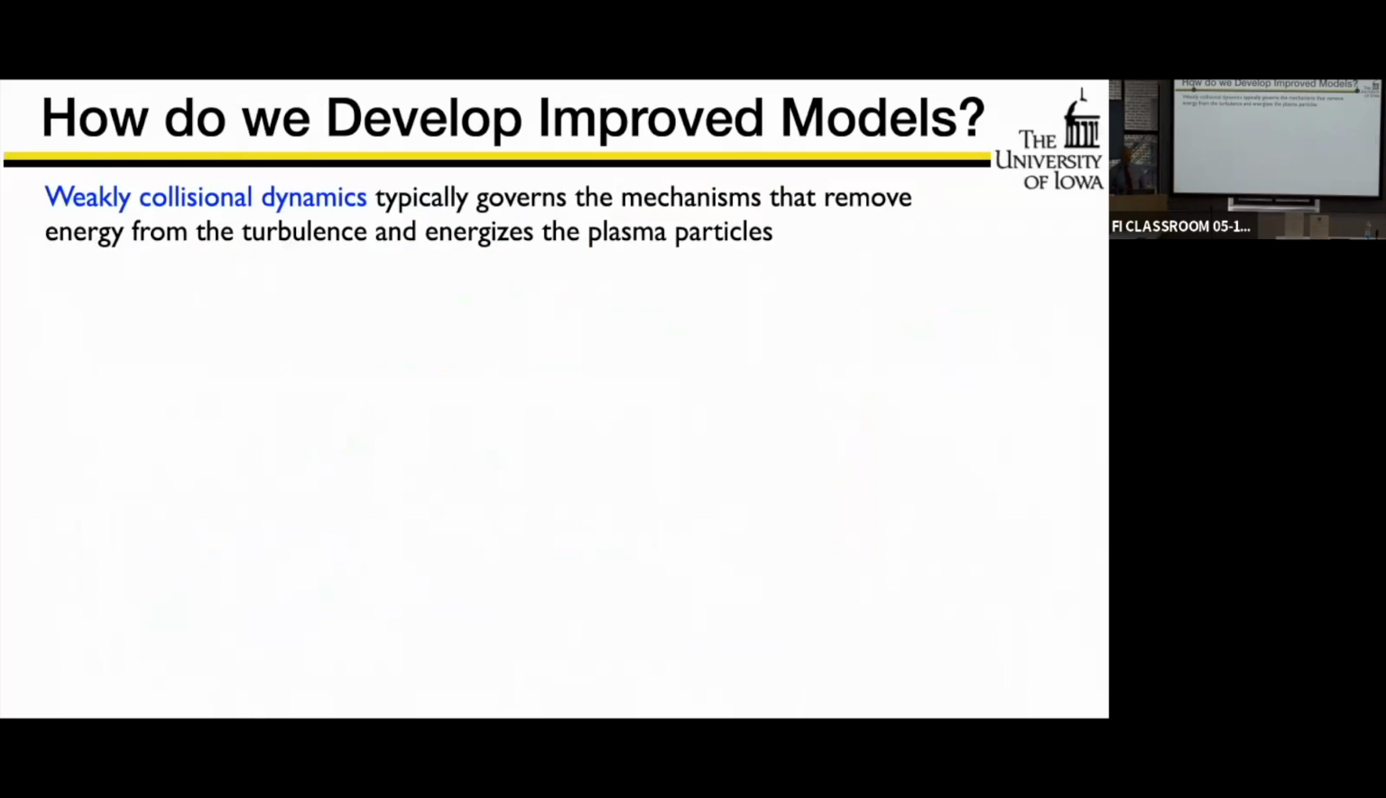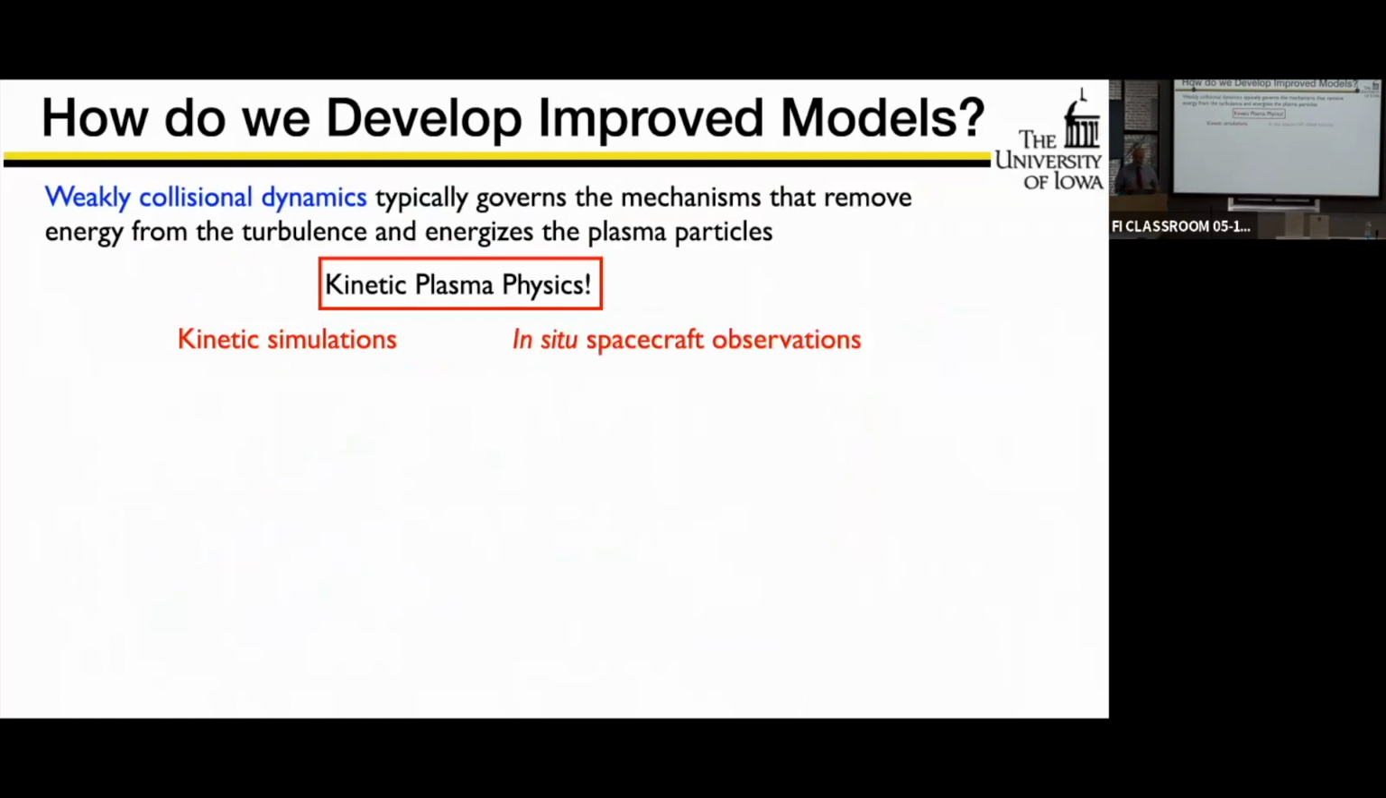Well, again, as I've said many times, the weakly collisional dynamics governs the mechanisms that remove energy from the turbulence and energize the particles. So it's kinetic plasma physics that we have to deal with here. We can use kinetic simulations to drive our understanding of this, but we can also use in situ spacecraft observations, because I spend a lot of time working with space physicists.